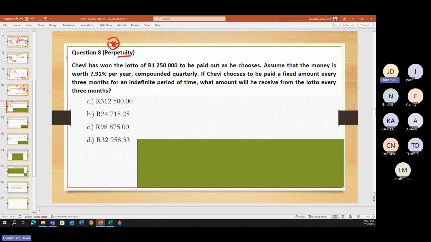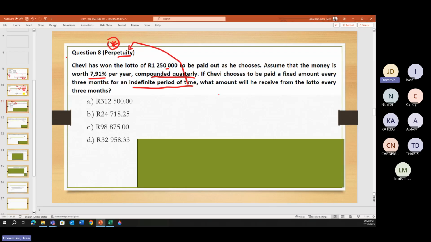Chevy has won the lotto to be paid out as he chooses. Assume that the money is worth 7.91% per year compounded quarterly. If Chevy chooses to be paid a fixed amount every 3 months for an indefinite period of time, so that is where the link to the perpetuity comes in. What amount will he receive from the lotto every 3 months?